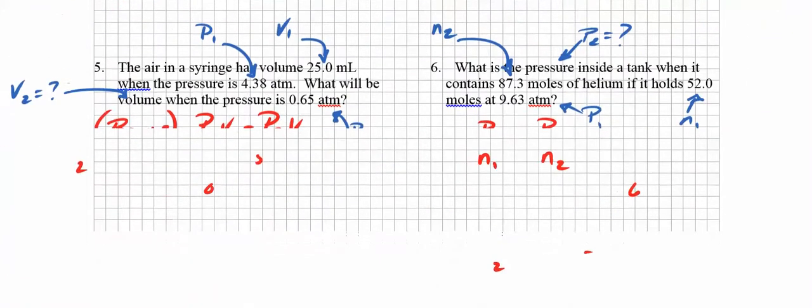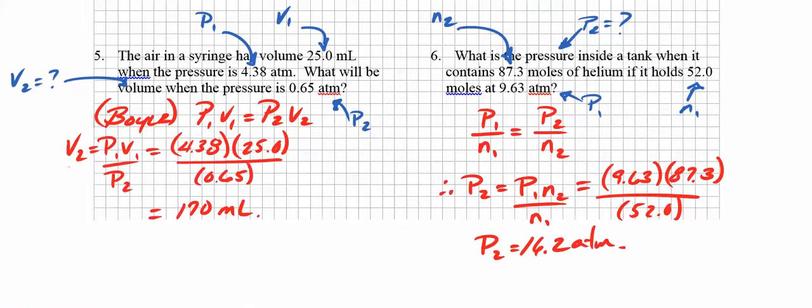Let's look at number 5. Number 5 says the air in a syringe has a volume of 25 milliliters when the pressure is 4.38 atmospheres. What will be the volume when the pressure is 0.65 atmospheres? So let's identify our variables. We're looking for V2. P2 is 0.65 atmospheres, P1 was 4.38 atmospheres, and V1 is 25 milliliters.